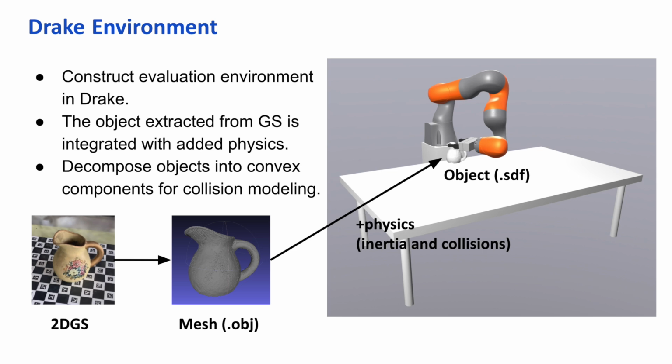We create a simulation environment using Drake to validate our approach. We construct a simulation environment using a KUKA IIWA robot equipped with a WSG gripper. Objects are prepared by generating meshes from Gaussian splatting. These meshes are added with physical properties such as collision geometry and inertial parameters and converted into SDF for simulation in Drake. By using the VHACD method, we decompose objects into convex components for accurate collision modeling.